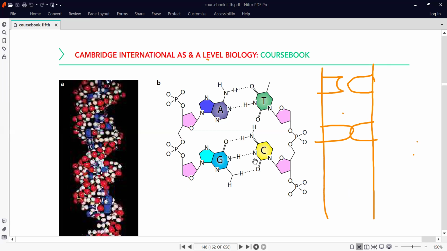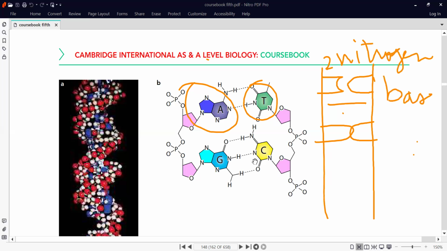So maybe one is purine and the other is pyrimidine. When they observed the structure, they realized that one purine is connected with one pyrimidine. Meaning in the whole width, there should be two nitrogen bases only. But there should be three rings in the whole width, three rings of nitrogen bases. So they must keep one double ring structure and one single ring structure. That's why they have chosen A with T. This is A with T and C with G.